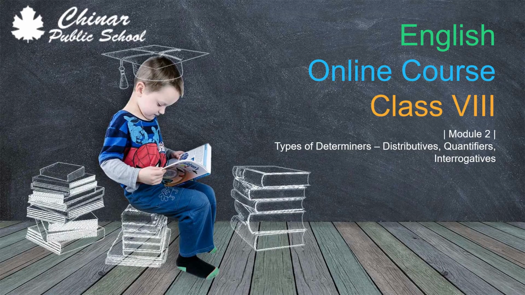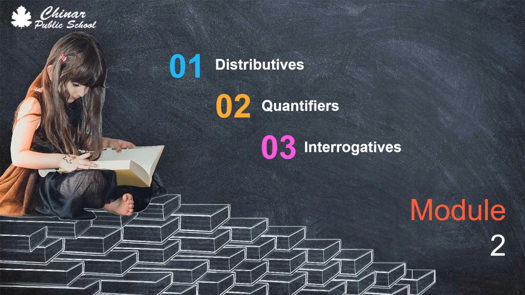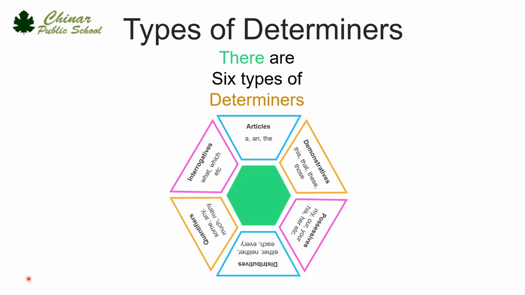Hello children, let's come back to our English class, Module 2, Determiners. We have done 3 types. This module we will do distributives, quantifiers and interrogatives. This diagram must be familiar to you. You must have already drawn it in your copies or pages, whichever was available to you. Here we will be doing now distributives, quantifiers and interrogatives.